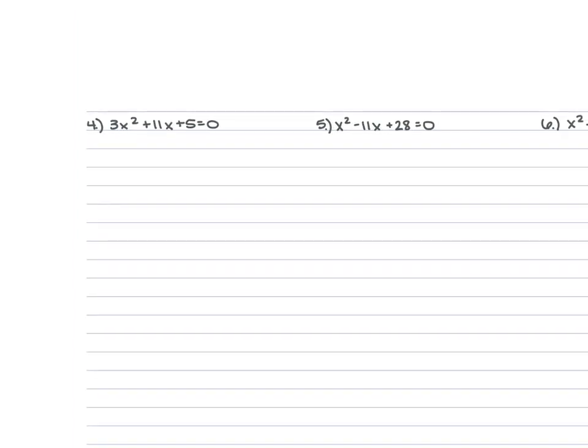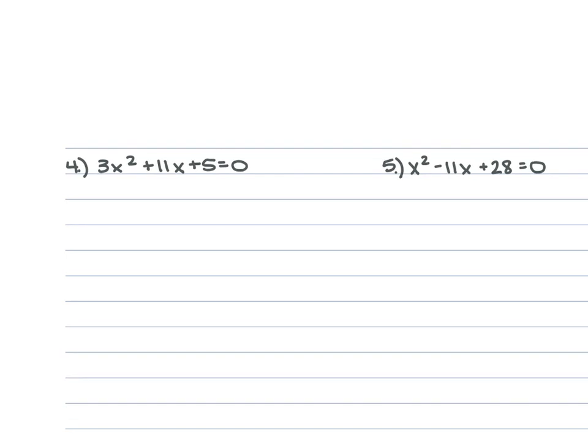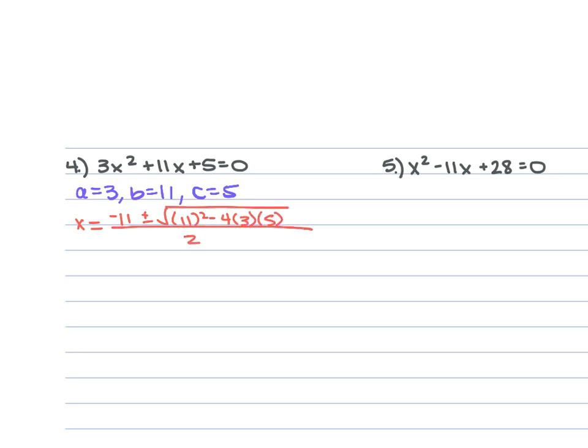For 4, we are given 3x squared plus 11x plus 5 is equal to 0. So our a is 3, our b is 11, and our c is 5. So for these, we are going to have x is equal to negative 11 plus or minus the square root of 11 squared minus 4 times 3 times 5 all over 2 times 3.